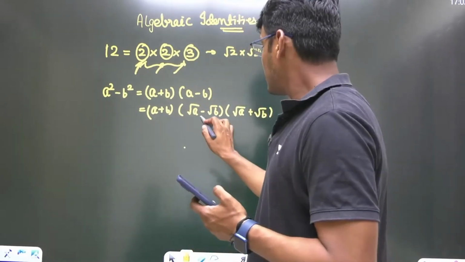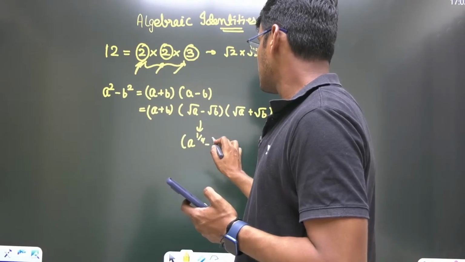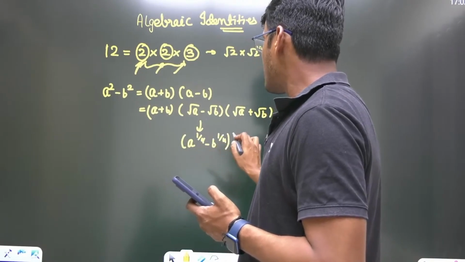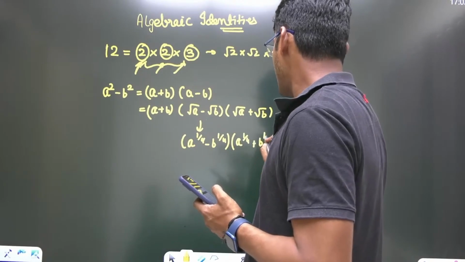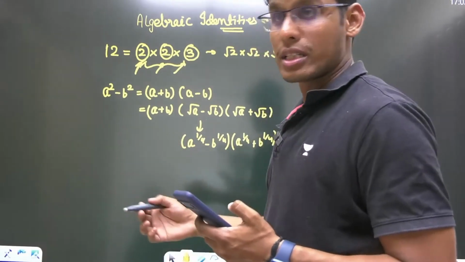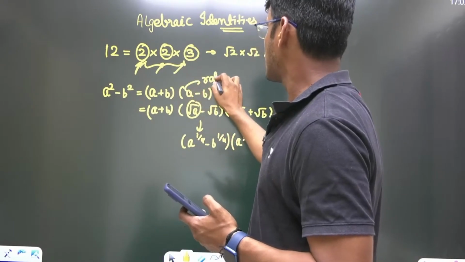Now again, I can factorize it like this. So there is no end to it, right? There is no end to it. So that is why we restrict our discussion to rational coefficients.